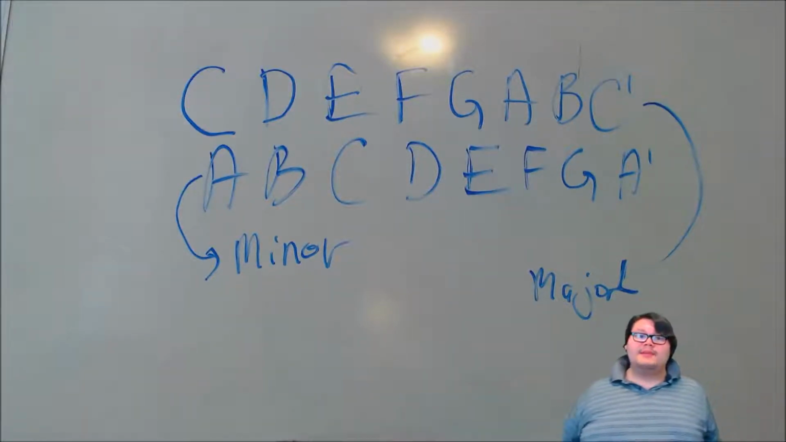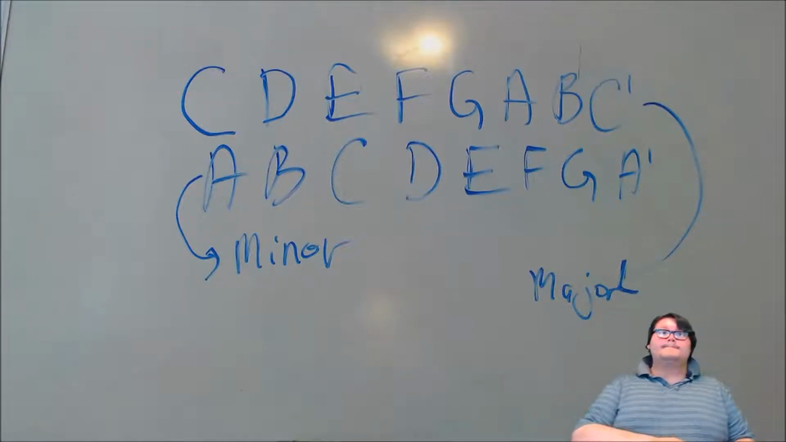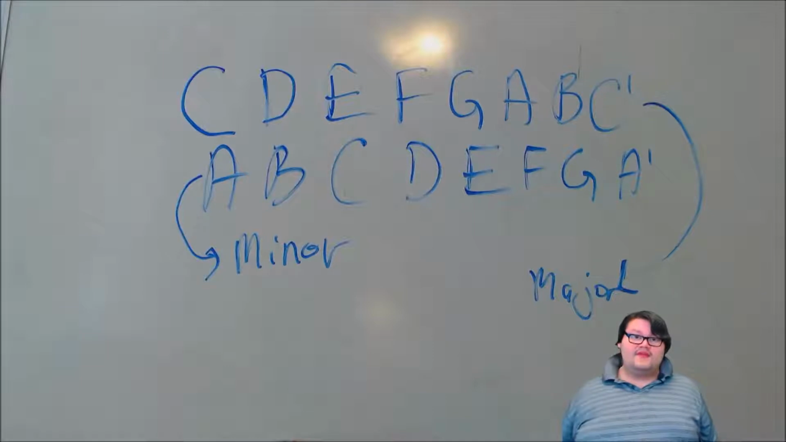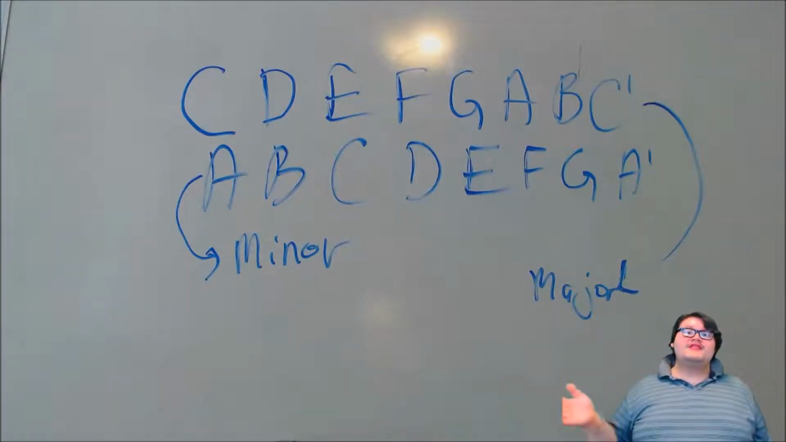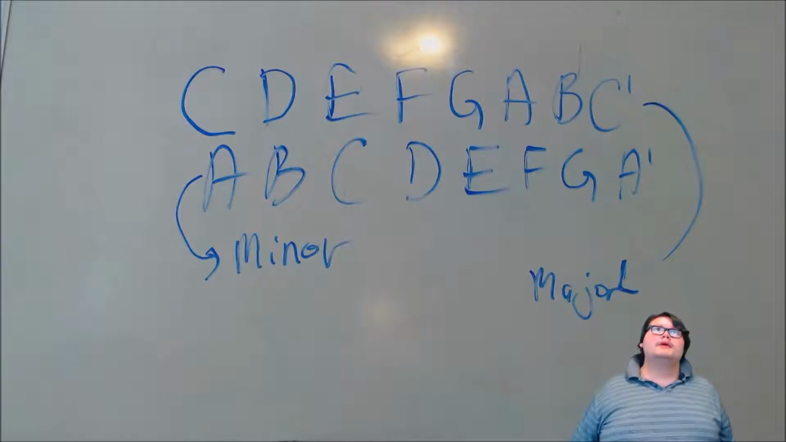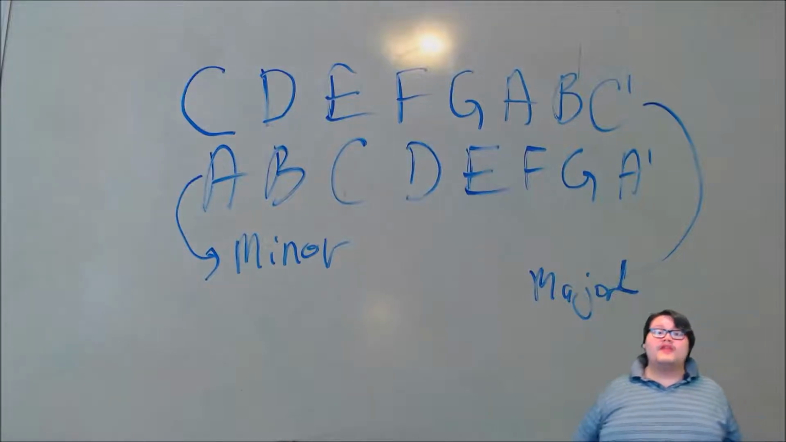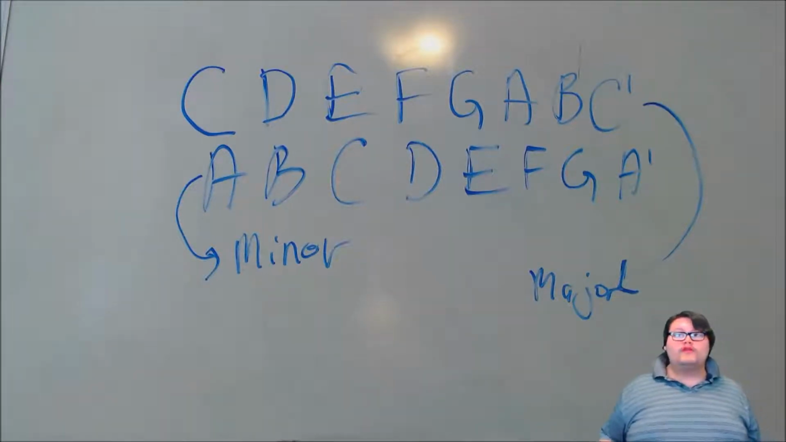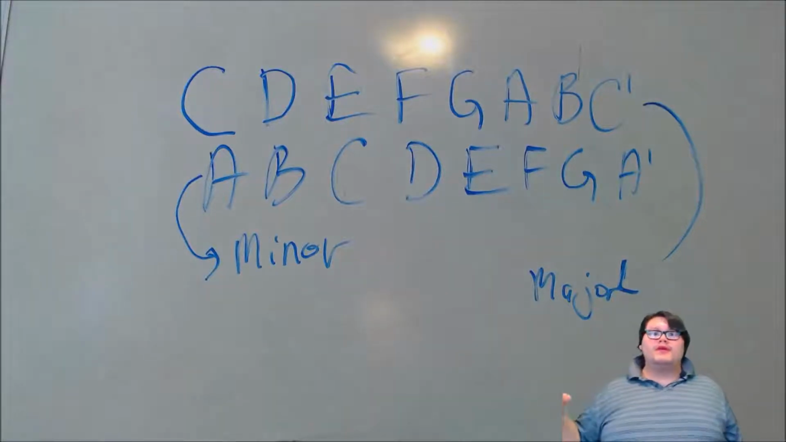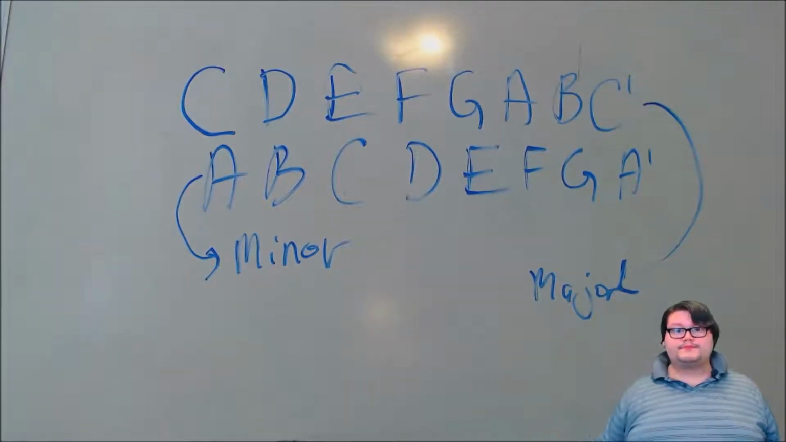So this homework assignment is to tell me what is the major variation, the major relative of the D minor scale. And then, wait, is that the correct one? Yes. The D minor scale is what I want you to come up with the major relative to. Then I want you to also tell me the minor relative of the G major scale. That is what I want you to do for homework.